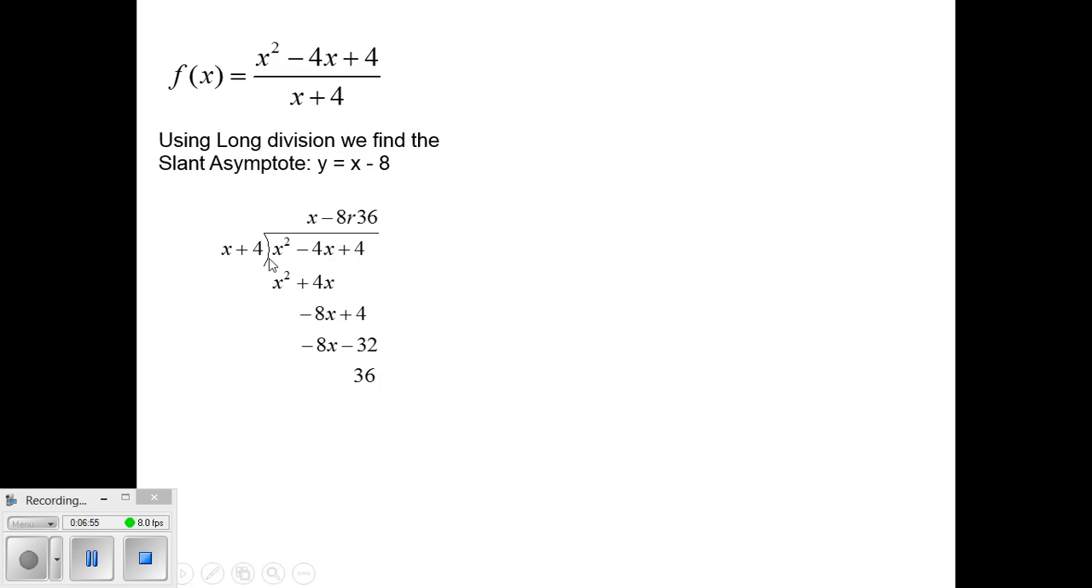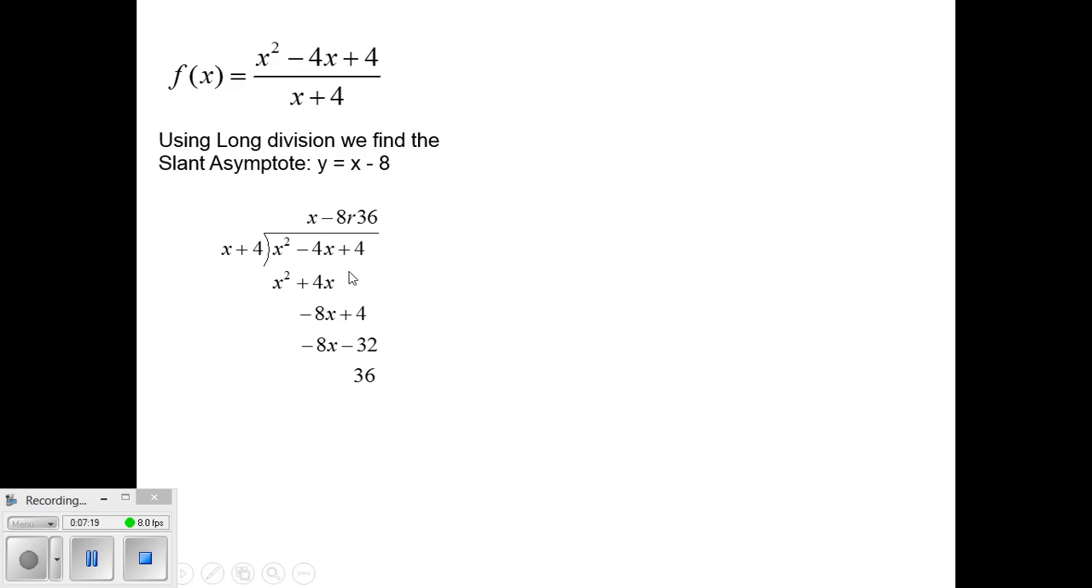x into x squared goes x times. x times x is x squared, x times 4 is 4x. Subtract: -4x minus 4x is -8x, bring down the 4, do division again. So this expression will rewrite as x minus 8 plus 36 over x plus 4.